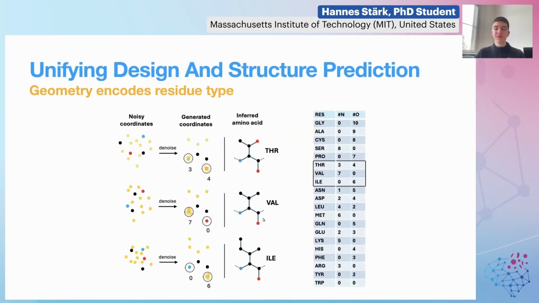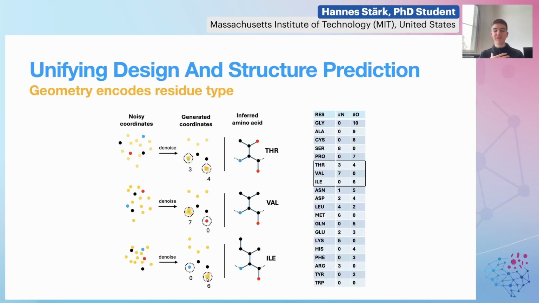And the way this works, I will quickly explain based on this diagram here. Because for us, a designed residue, for example a designed isoleucine, doesn't have the usual 8 atoms that are in an isoleucine, but it has 14 atoms.